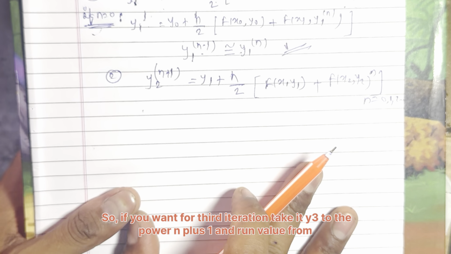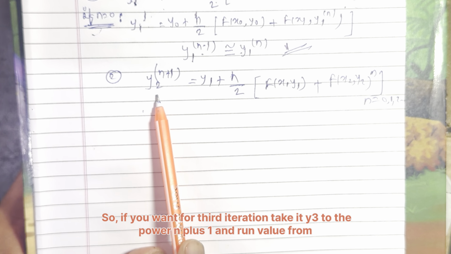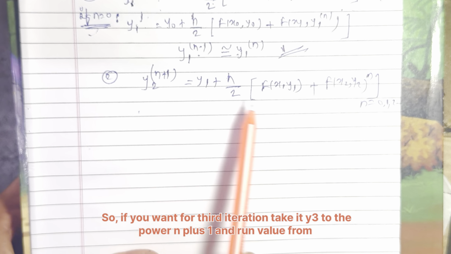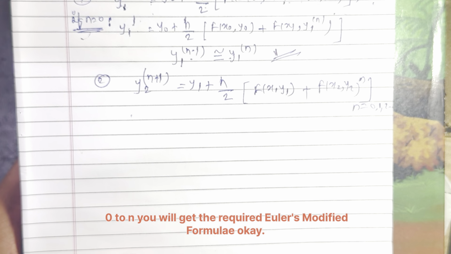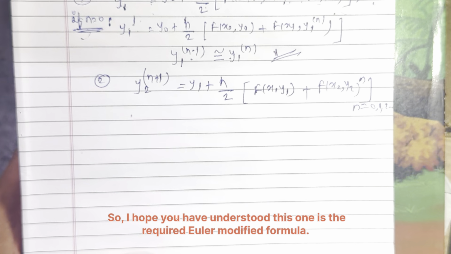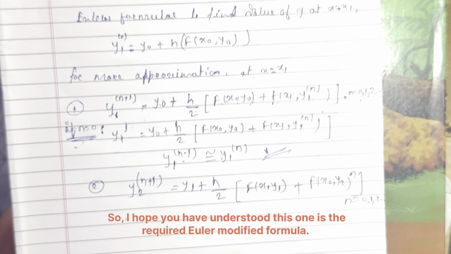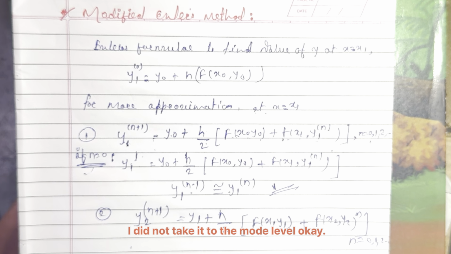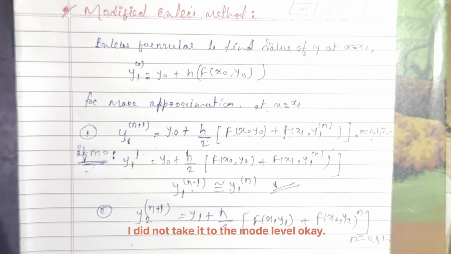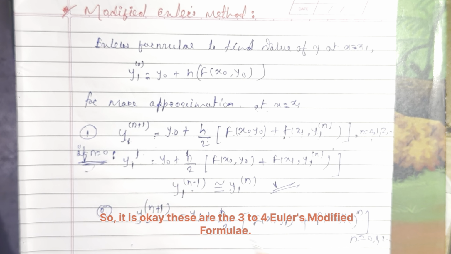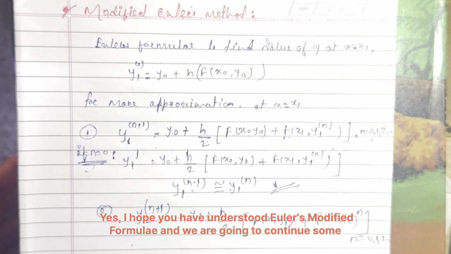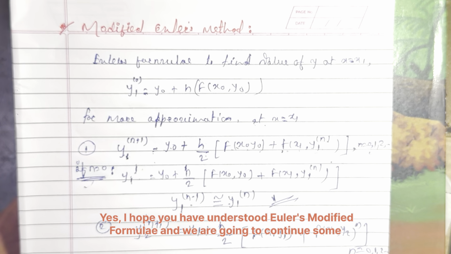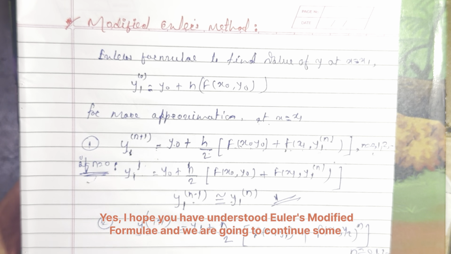If you want the third iteration, take y3 to the power n plus 1, and run the value from 0 to n. You will get the required Euler's modified formula. I hope you all have understood. This one is the required Euler modified formula. I did not take it to a more advanced level. These three to four values are more than sufficient to understand Euler's modified formula. I hope you all have understood it.